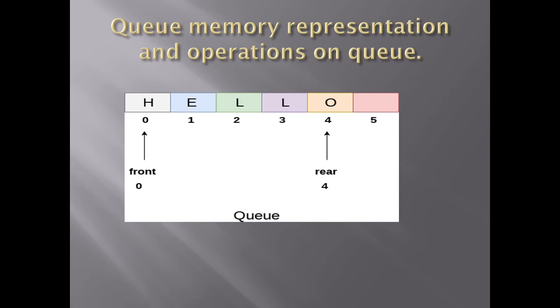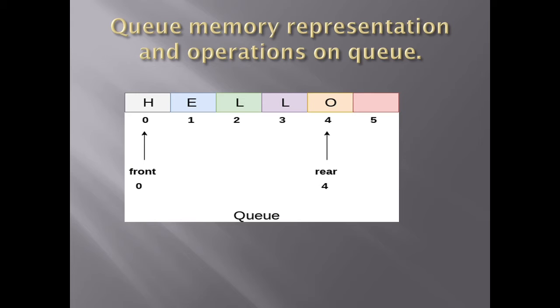Next, the queue memory representation in the diagram, and operations on a queue. There are 6 operations in a queue: enqueue, dequeue, display, peek, is full, is empty. Enqueue adds an item at the rear of the queue. Dequeue removes an item from the front of the queue.